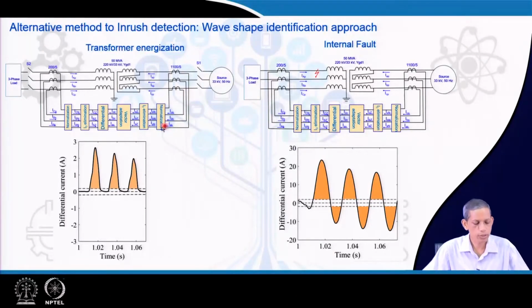What is being done here: if you see, we put dotted lines, a threshold in both the positive and negative, and the hatched portion is nothing but the area under the curve above the corresponding line in the positive half and also in the negative half. We designate these as A positive and A negative. The wave shape is indicative of whether it is inrush or the normal internal fault case, which is very close to sinusoidal.